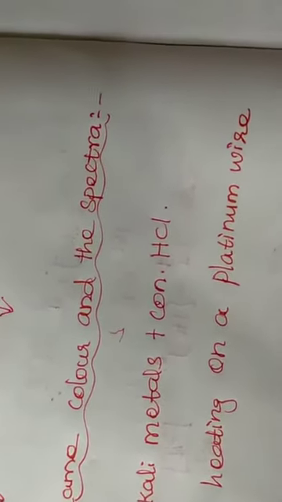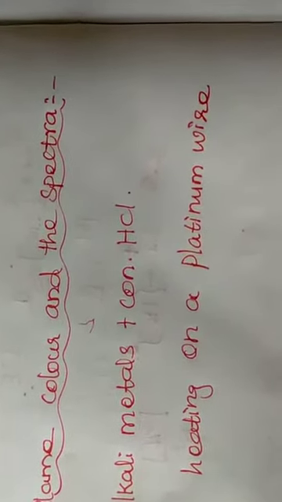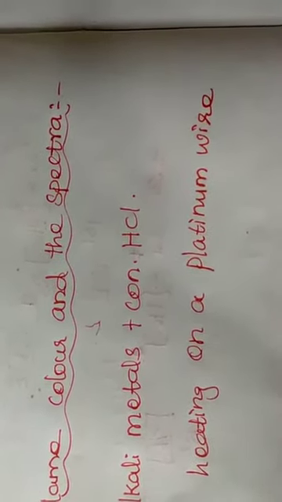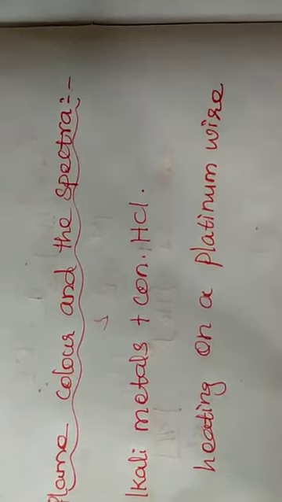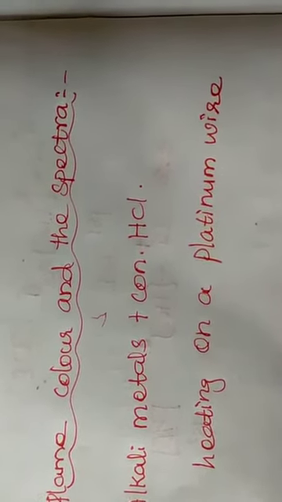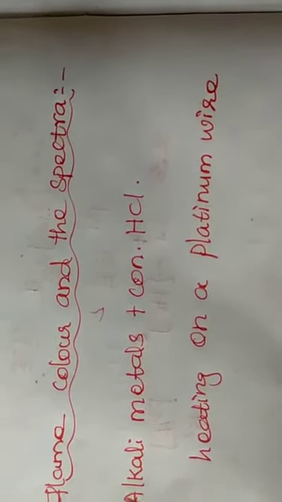The heat in the flame raises the valence electrons to a higher energy level. When they drop back from the higher energy level to the actual energy level, this excess energy is emitted as light, with a particular wavelength in the particular visible region.